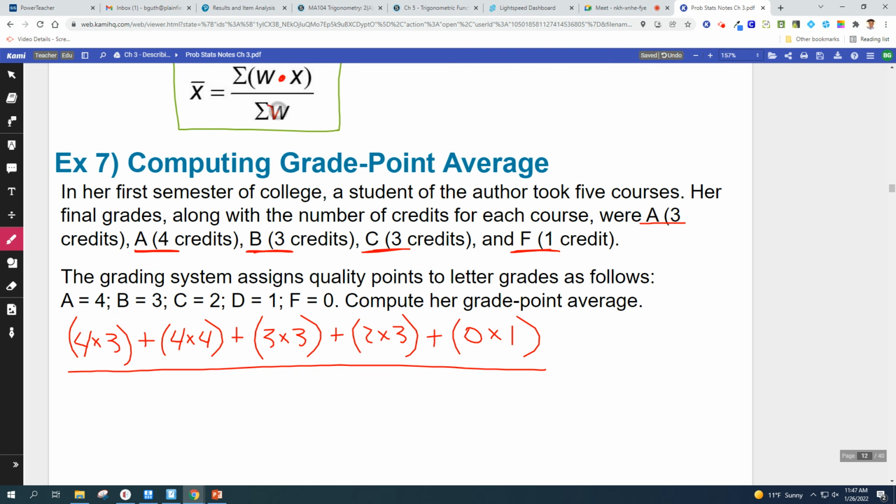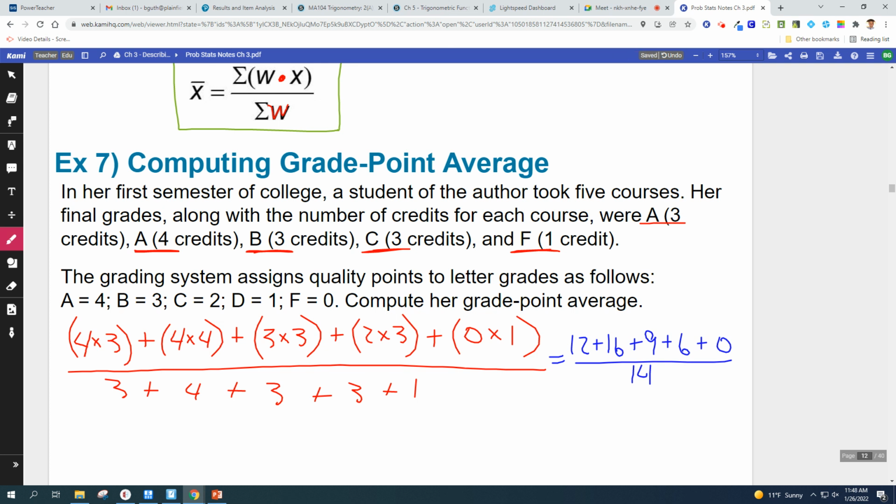And then we need to divide by the sum of all of those weights, or the credits. There were 3 credits plus 4 credits plus 3 credits plus 3 credits plus 1 credit. That's what we're dividing by. And so if we look at that numerator, we're going to have 4 times 3 is 12, plus 4 times 4 is 16, plus 3 times 3 is 9, plus 2 times 3 is 6, plus 0 times 1. And on the bottom, 3 plus 4 plus 3 plus 3 plus 1, that's 14.